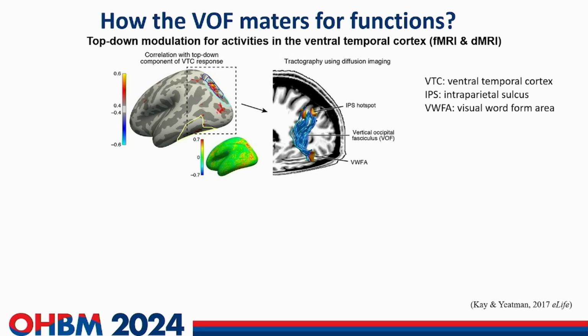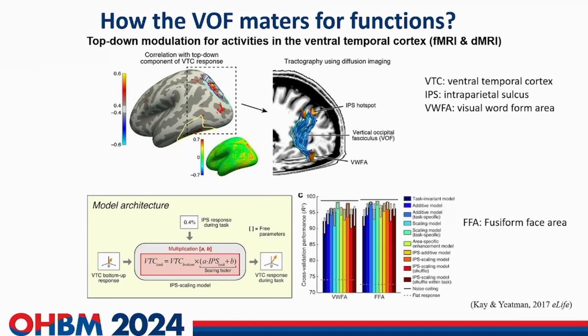So how does this matter for function in the end? There are a couple of theories, but I couldn't pick everything. One was a paper by Kay and Yeatman, who attempted to incorporate the existence of this pathway into their computational model. They measured task dependency in the ventral temporal cortex for word stimuli and face stimuli, and built a model for predicting how signal from the intraparietal sulcus can modulate activation in the ventral temporal cortex. Then they tried to estimate the location of the modulatory signal based on this mathematical model.